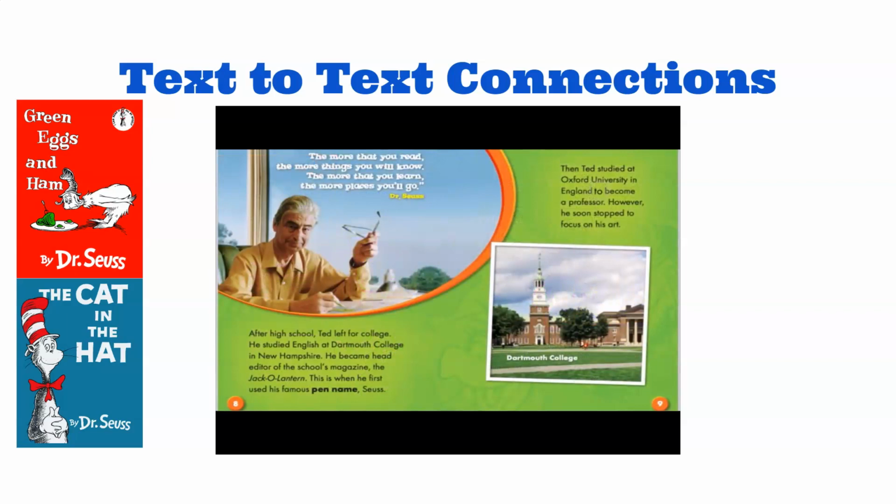After high school, Ted left for college. He studied English at Dartmouth College in New Hampshire. He became head editor of the school's magazine, The Jack-O-Lantern. This is when he first used his famous pen name, Seuss. Then Ted studied at Oxford University in England to become a professor. However, he soon stopped to focus on his art.